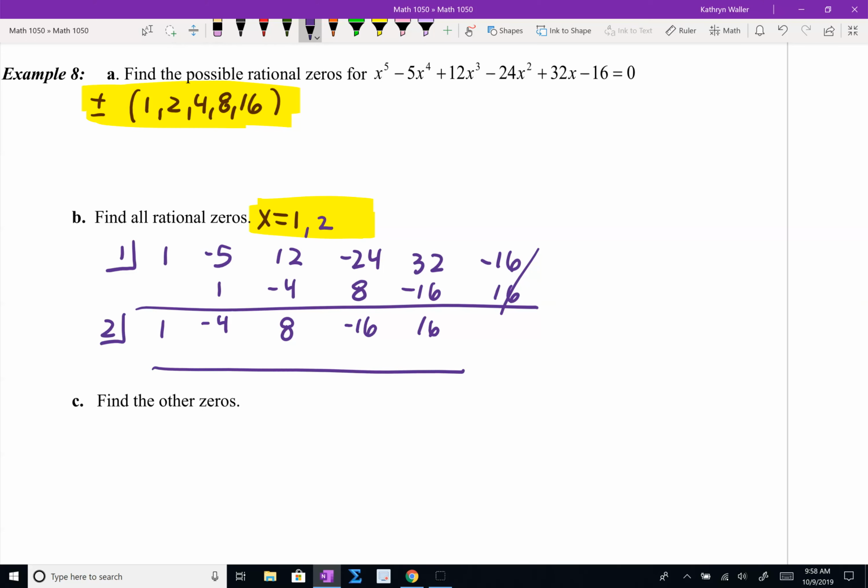So this 2 goes here. And now I'm going to do synthetic again. So the 1 comes down. 1 times 2 is 2. I better not get a remainder. Negative 4 and positive 2 is a negative 2.